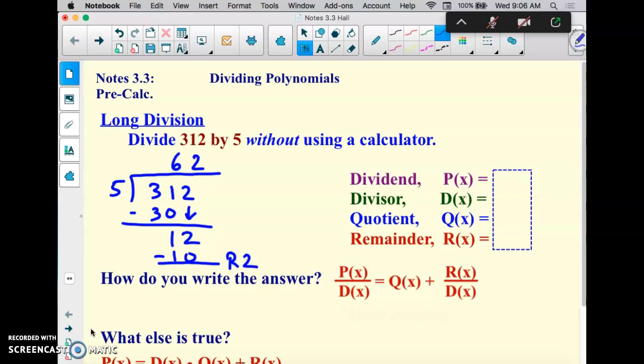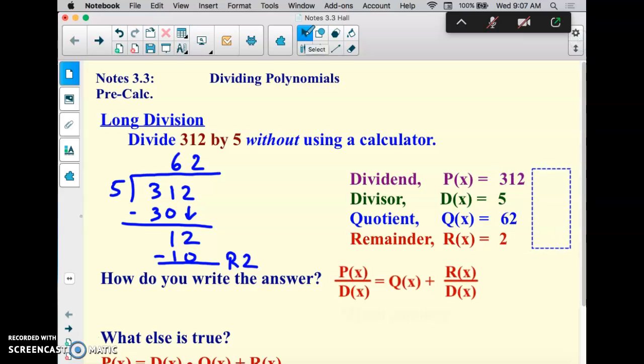Let's talk about a few things that have names. Our dividend is P of X. That's what we're dividing into. The divisor, D of X, is 5. It's what we're dividing by. We divide our divisor into our dividend. Our quotient is our solution, 62, after we divided 5 into 312. And R of X is our remainder.